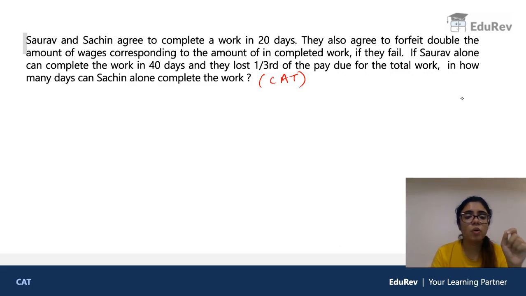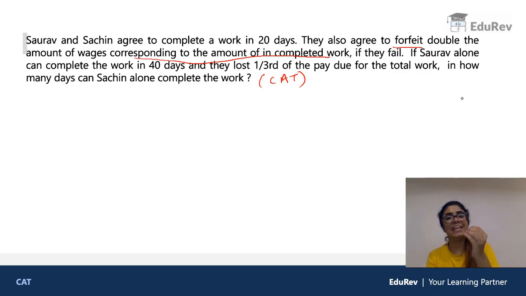Dekho. Saurav and Sachin agreed to complete a work in 20 days. So they are supposed to complete the work in 20 days. They also agree to forfeit double the amount of wages corresponding to the amount of incompleted work. Basically, it's incompleted work if they fail. So let's say if they fail to complete half the work, they will pay double the wages. ठीक है, तो जितना भी काम इनकम्प्लीट है उसका डबल पैसा वो लोग पे करने के लिए रेडी है.